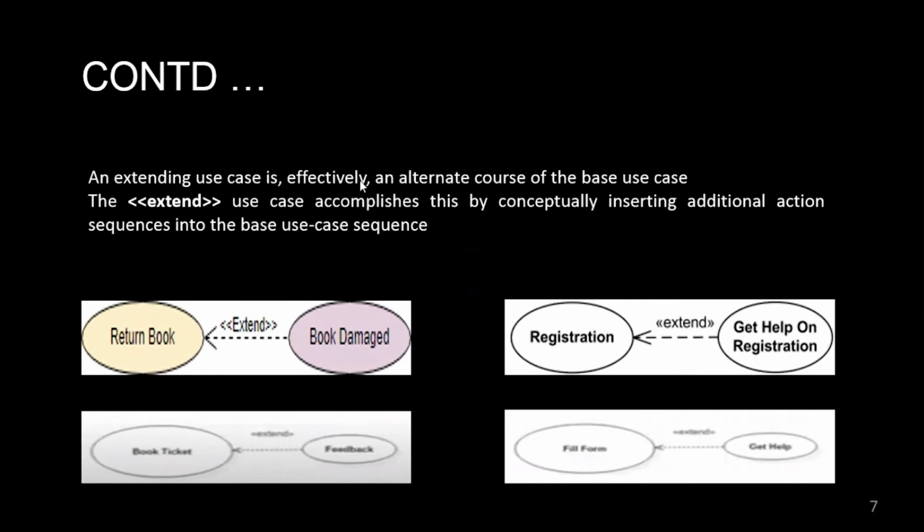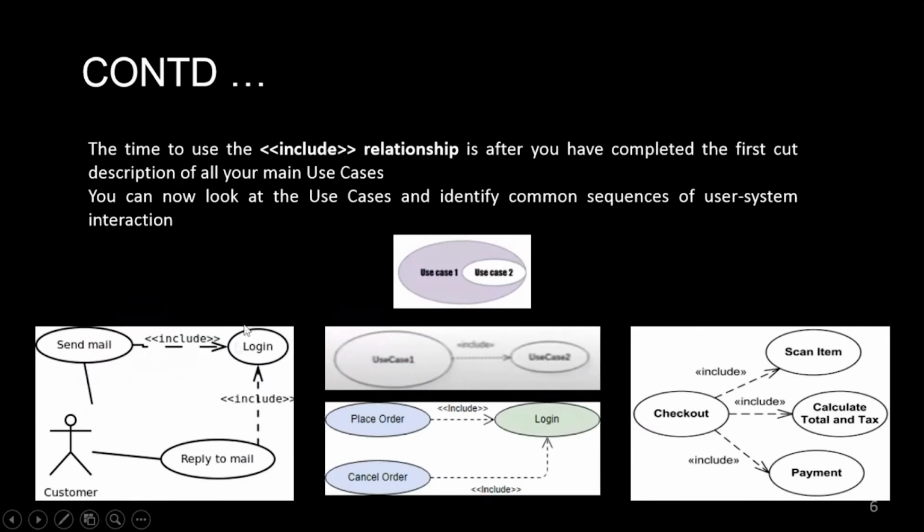If we want to add something, some additional functionalities to be specific, then we can use this extend relationship. So, returning the book, but first of all, we are checking if your book is damaged or not. Those types of additional things we can show using the extend relationship, and it will point to your base use case. And in this, it is pointing to your second use case, which you have included.